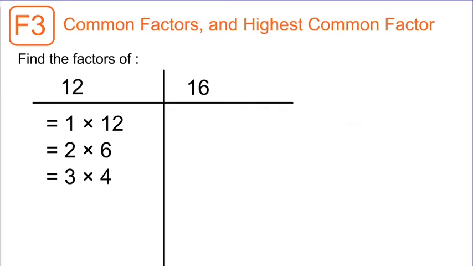I've already begun to find the factors of 12. We know we can write 12 as 1 times 12, 2 times 6, and 3 times 4. The factors of 12 are the numbers here. And I can list them like this.